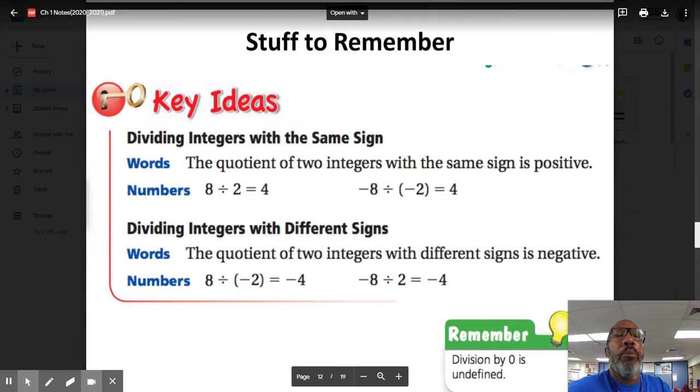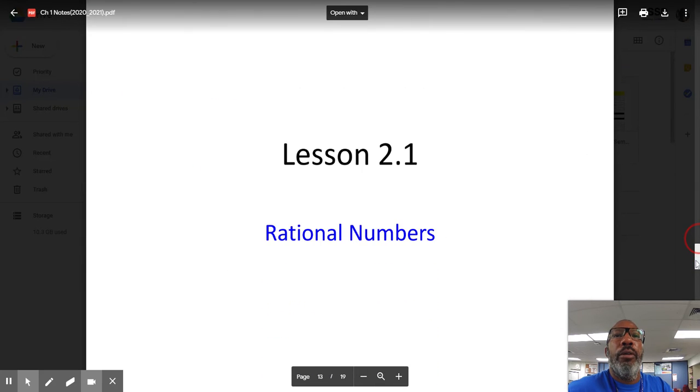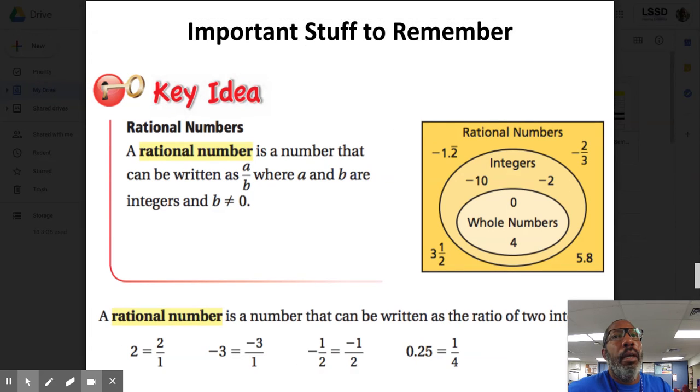Okay, so same sign, positive answer, different sign, negative answer. And then chapter 2, we talked about what rational numbers are. Remember, a rational number can be written as a fraction. And the numerator and the denominator are integers, and the denominator is not 0. Okay, the denominator is not 0.